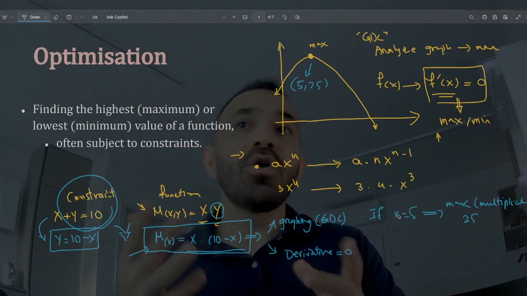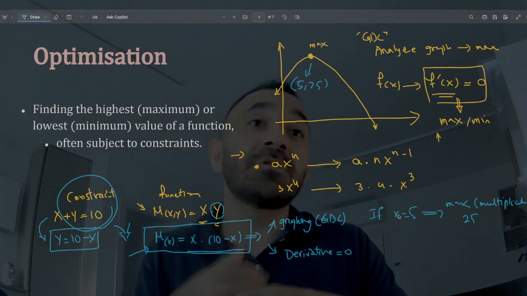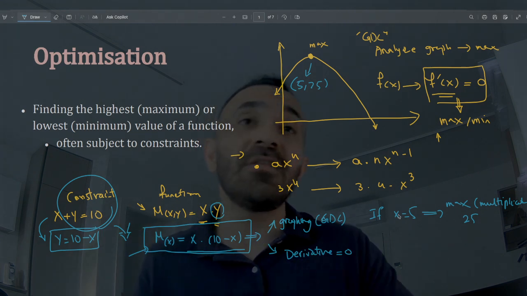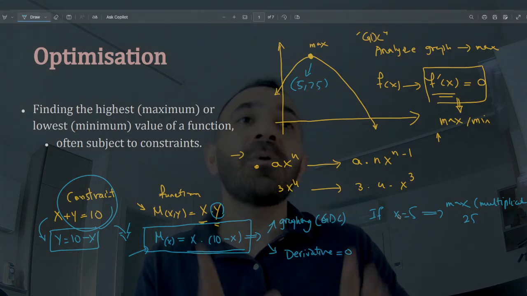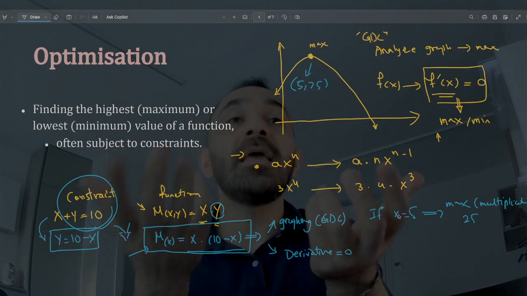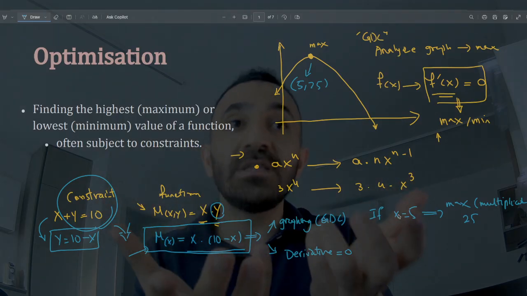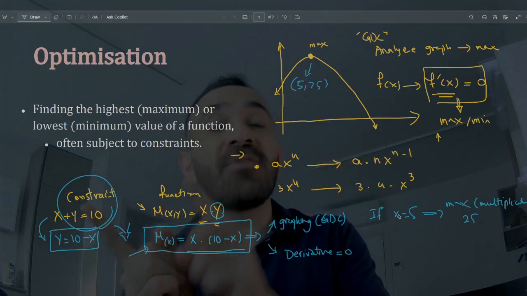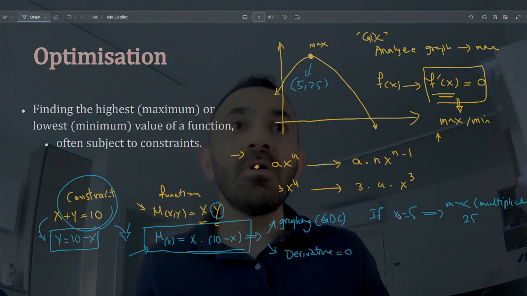Okay, so for example, if you choose 6 and 4, 6 times 4 is 24. If you choose 7 and 3, 7 times 3 is 21. The maximum possible value for the multiplication of x times y equals 25. When does it happen? When one number is 5 and the other number is also 5.